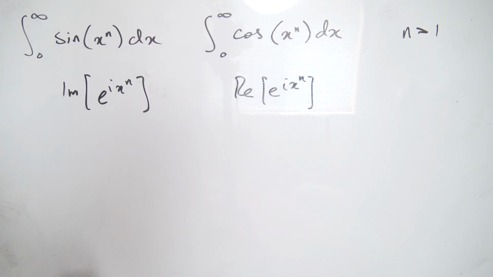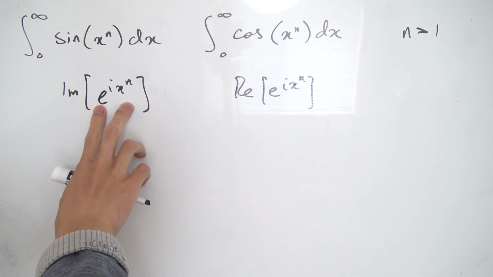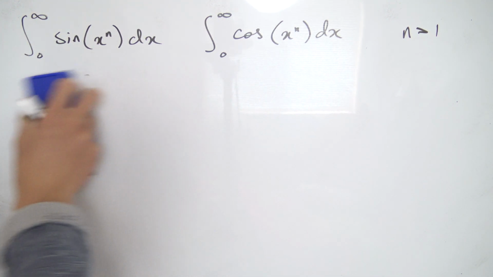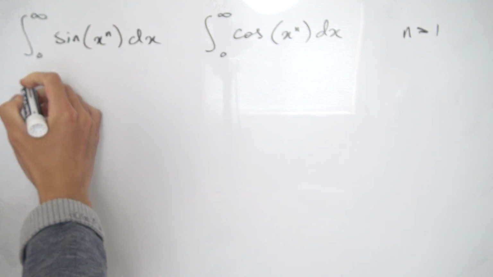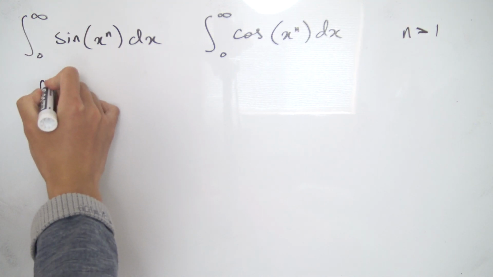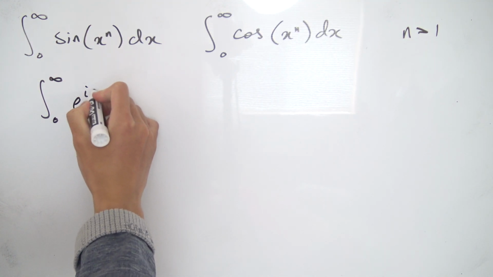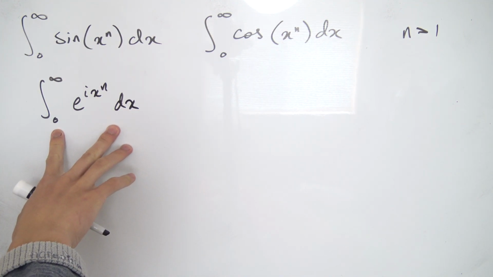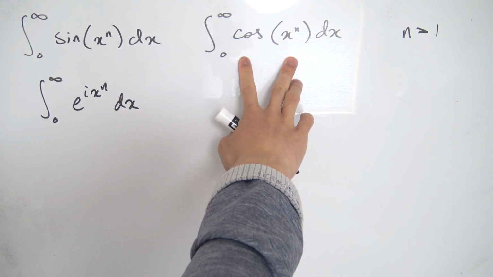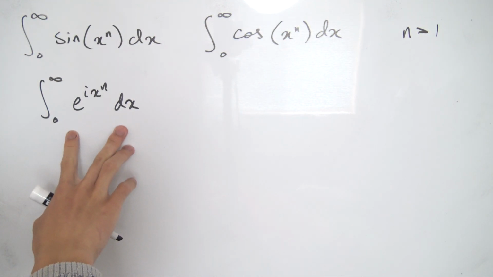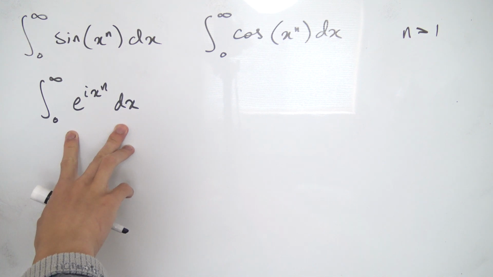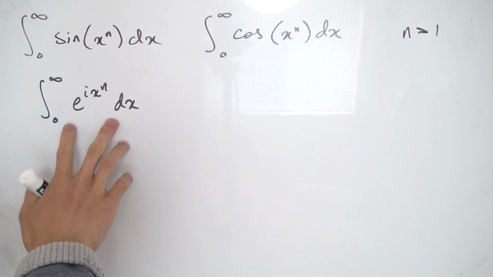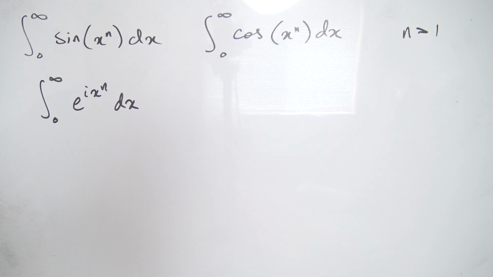We can combine these two together by taking a look at the function e to the i x to the n. So we're going to be taking a look at the integral from 0 to infinity of e to the i x to the n. Just like I said before, if we take the real part of this integral, we get the cosine integral, and if we take the imaginary part, we get the integral with the sine in it. So this is a nice generalization.